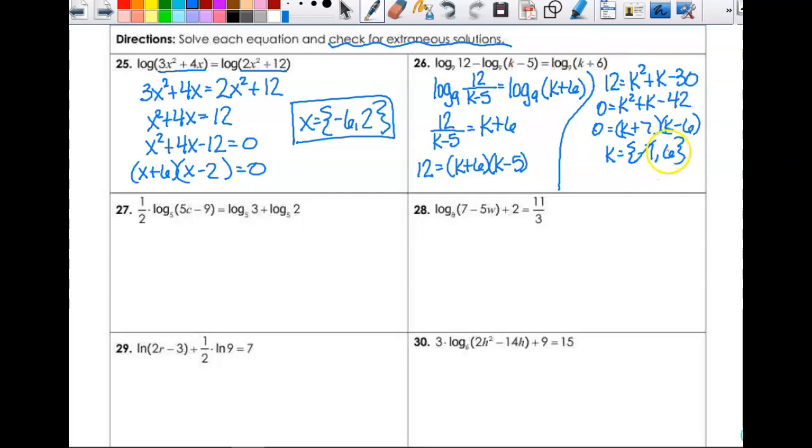So then I check the 6. 6 minus 5 is a positive 1. I'm good. There's nothing to check here. That's positive. So my answer in the end is just k equals 6.